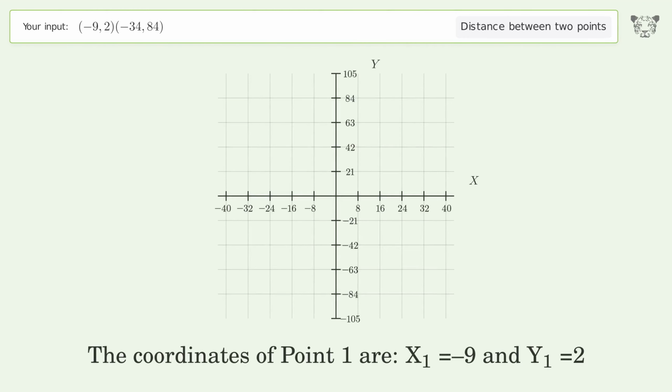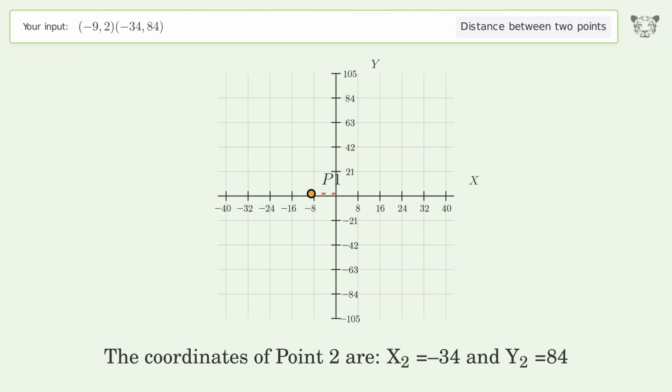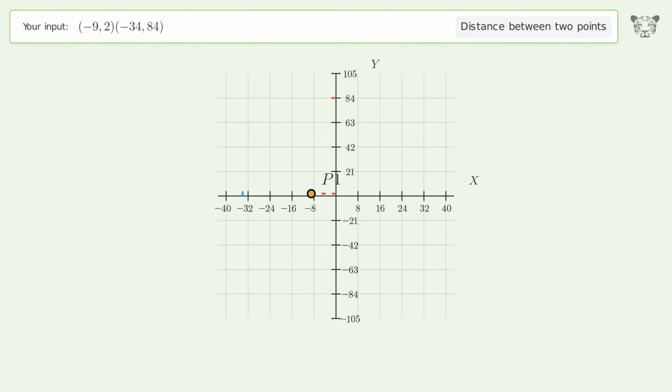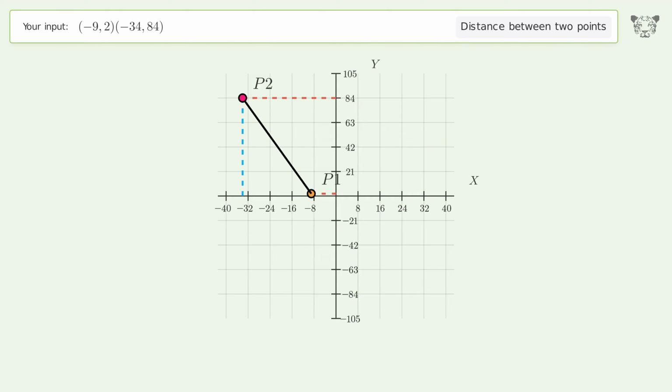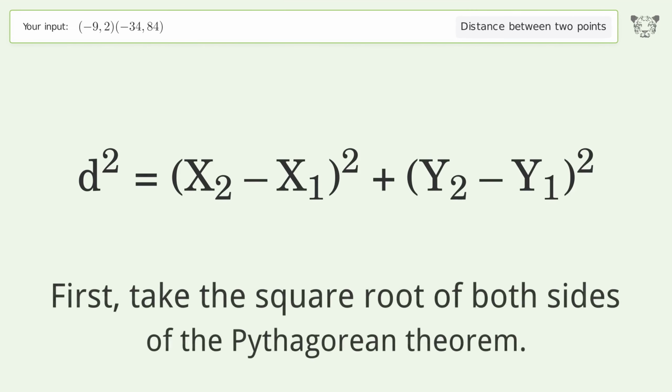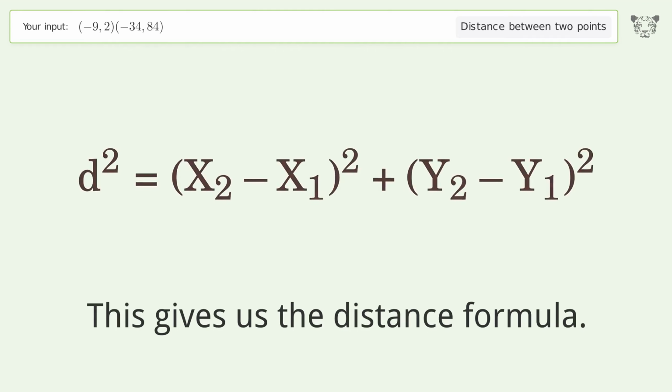The coordinates of point 1 are, x1 equals -9 and y1 equals 2. The coordinates of point 2 are, x2 equals -34 and y2 equals 84. D is the distance between the 2 points. First, take the square root of both sides of the Pythagorean theorem. This gives us the distance formula.